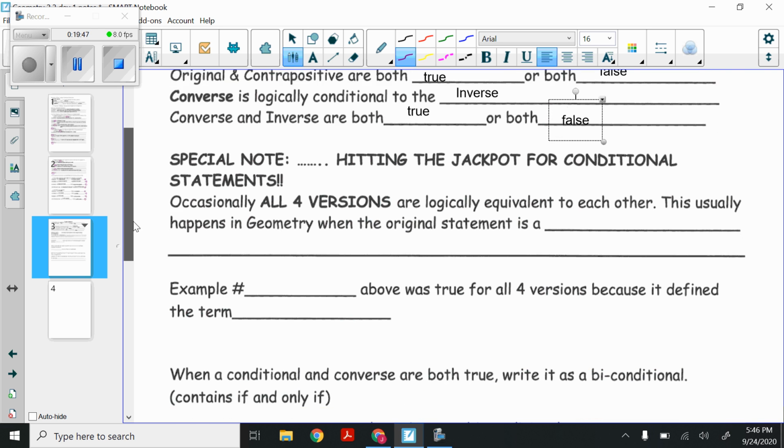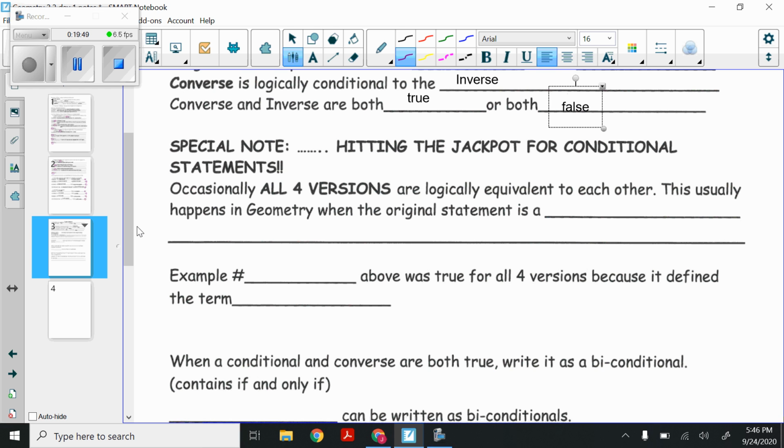All right, then we have a special note. It's called hitting the jackpot for a conditional statement. If all 4 versions are logically equivalent to each other, then that's what we would say we have hit the jackpot. Everything was true. This usually happens in geometry when the original statement is a well-written definition.